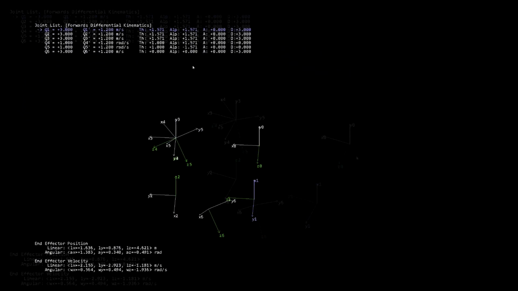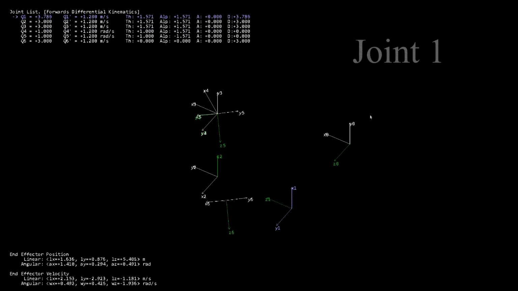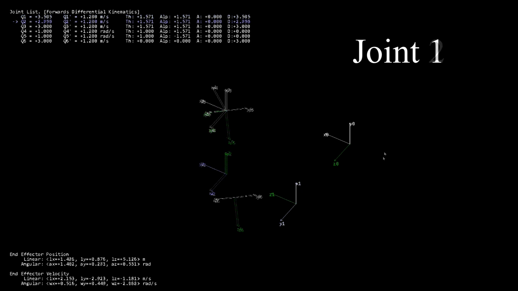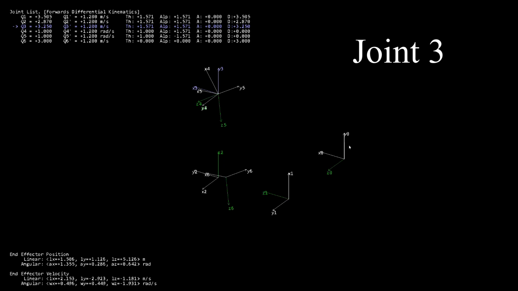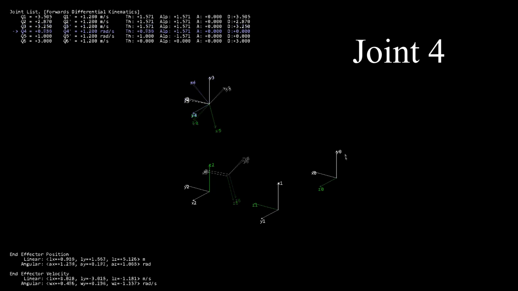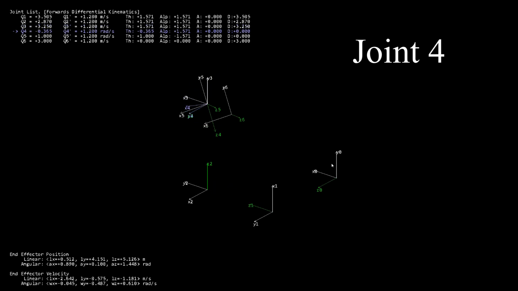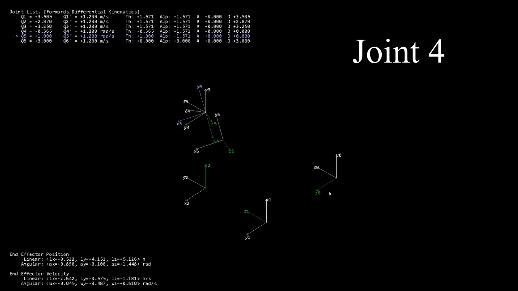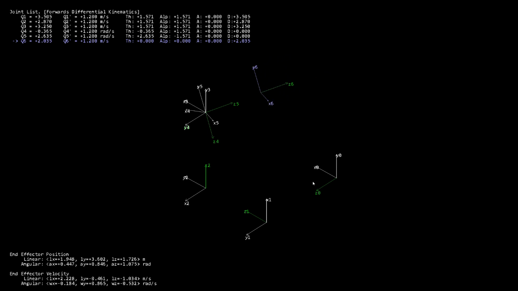Using the left mouse button, here's what happens when we tweak joint 1, joint 2, joint 3, joint 4, joint 5, and joint 6. Notice how the end effector changes intuitively as each joint is manipulated.